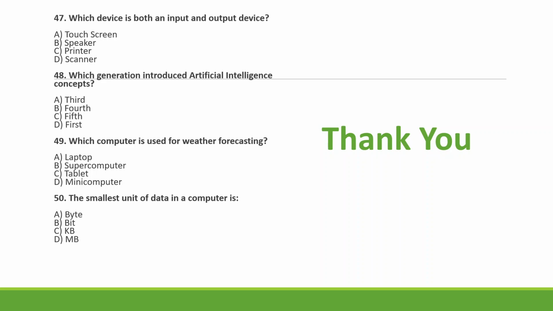The smallest unit of data in a computer is, that is the byte. Sorry, bit. Option B is the correct answer. That is the bit. Here, 8 bits is considered as 1 byte. 1024 bytes is considered as 1 KB. 1024 KB is considered as 1 MB. Here, these are the memory measurement units.